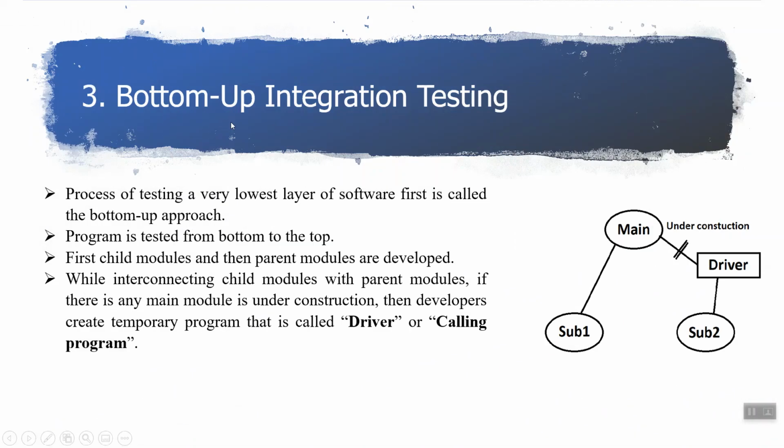The third approach is bottom-up integration testing. The process of testing the very lowest layer of software first is called the bottom-up approach, as the name suggests. The program is tested from the bottom to the top layer, where first child modules and then parent modules are developed. While interconnecting child modules with parent modules, these child modules are sub 1 and sub 2 and the parent is the main module. If the main module is under construction, we take a driver as an intermediate or temporary program, which is called a driver or calling program.